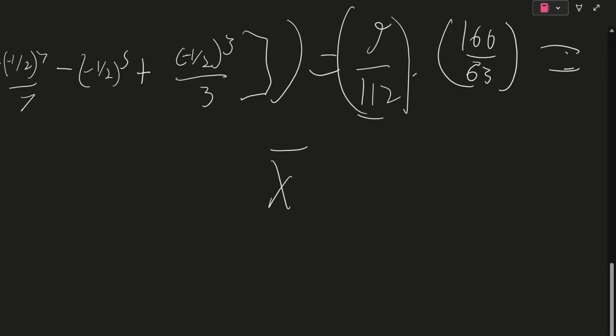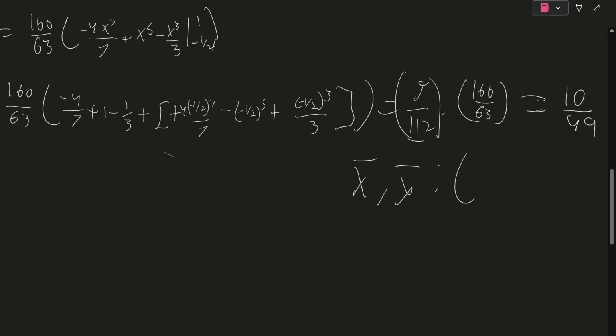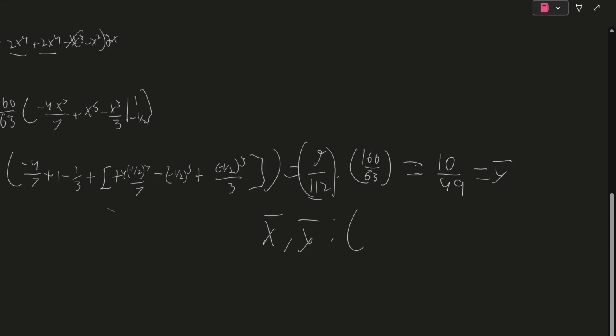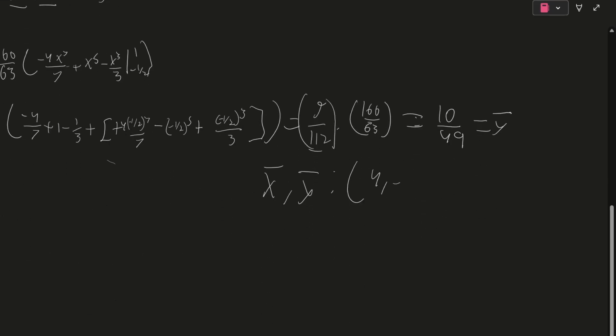This brings our center of mass to the point of our x bar, which is 4/7, comma, 10 over 49. And that is our center of mass of our region.